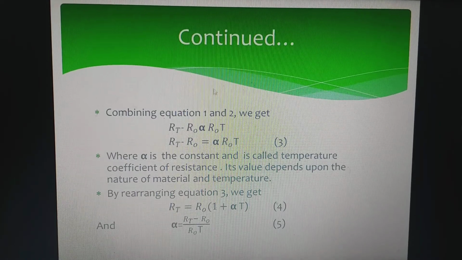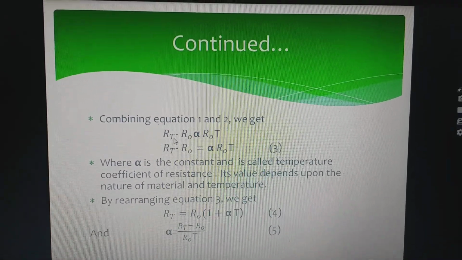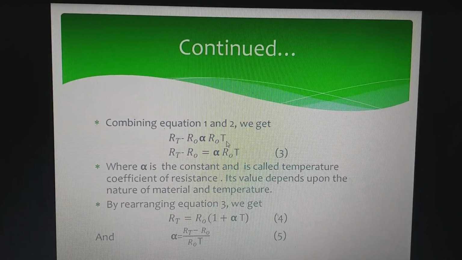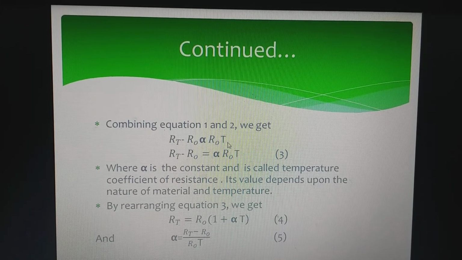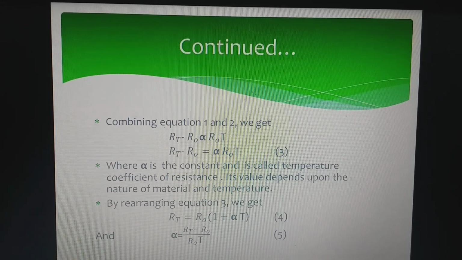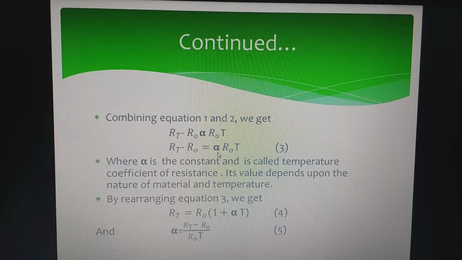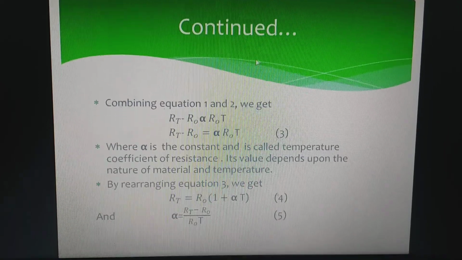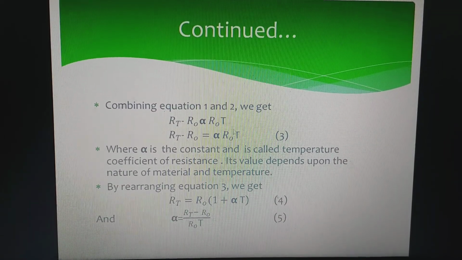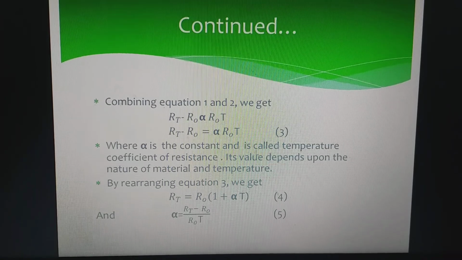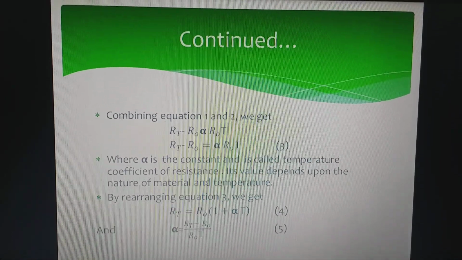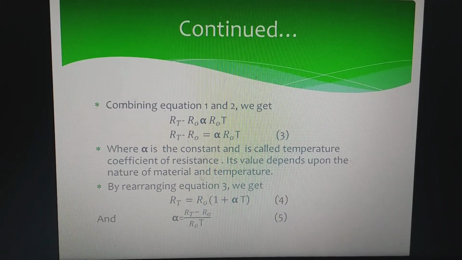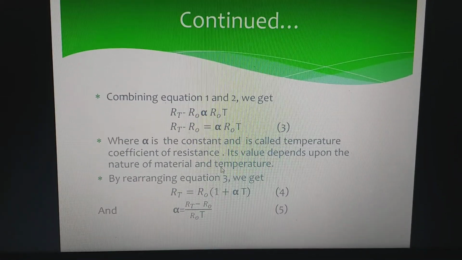So in this way, we combine equation 1 and 2, and what we get is this relation: RT minus R naught is proportional to R naught into T. Definitely it is not an equation. In order to convert it into an equation, we have to add a constant, and that constant of proportionality, in the light of the given topic, is known as alpha. Alpha is a constant, and it is known as temperature coefficient of resistance. Its value depends upon the nature of the material and temperature.